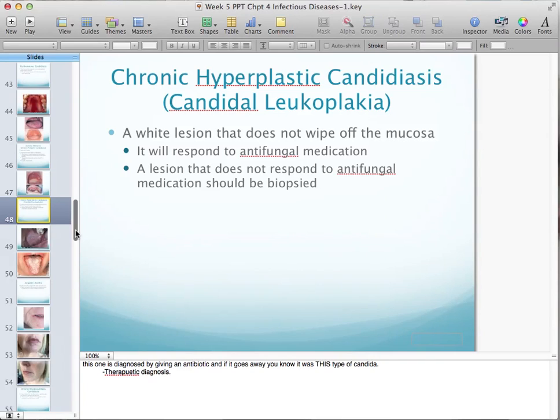So basically, chronic hyperplastic candidiasis is also one that you could use therapeutic diagnosis on. So if you give them an antifungal and it goes away, you know that it was chronic hyperplastic candidiasis, because those are the ones that respond to antifungal medication.